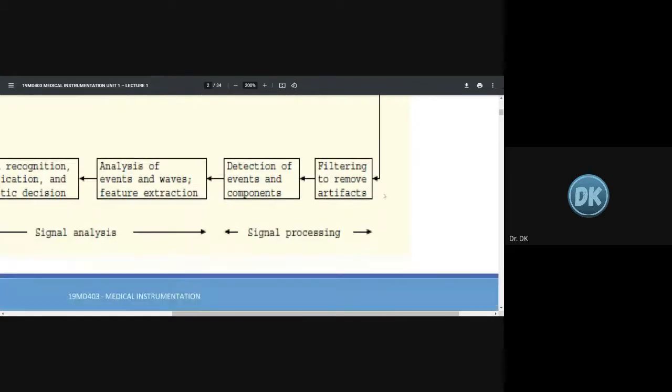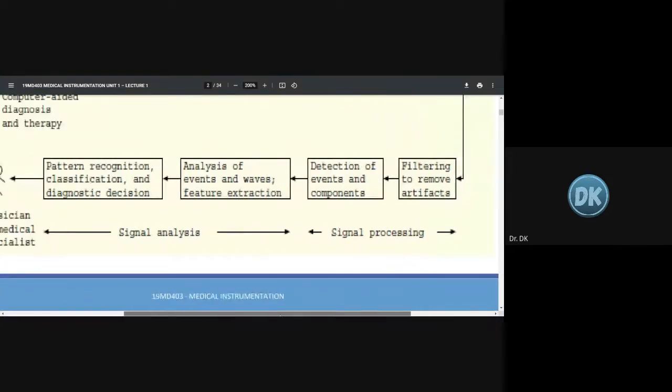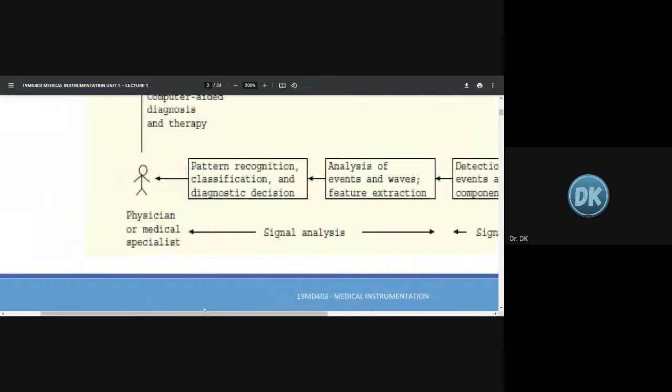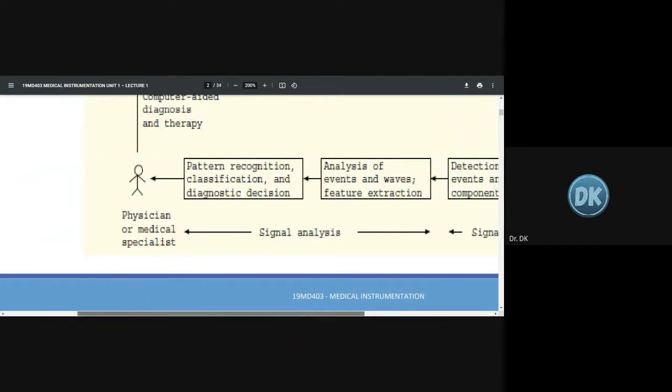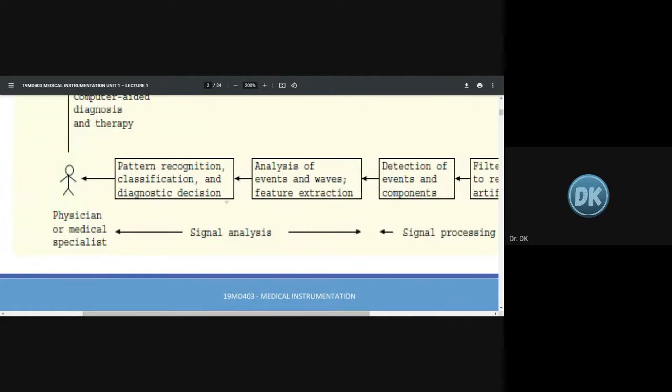So in that case, you need a filter, and then you use a detection algorithm. When you give all these signals to a computer, you use some algorithm to detect events, such as whether the person is having a heart attack or whether he will be getting a heart attack. You detect and predict such events, and then you extract the features, and then you do the pattern recognition, classification, and diagnostic decision. These three blocks you will be studying in your signals and systems and biosignal processing course.